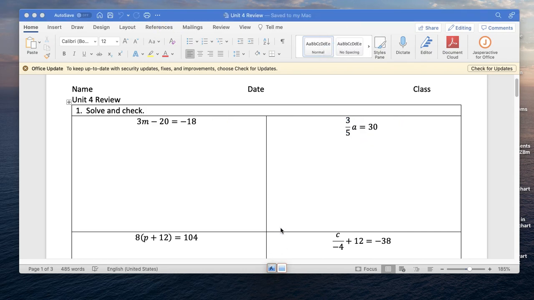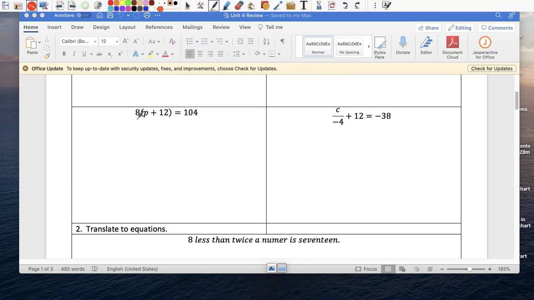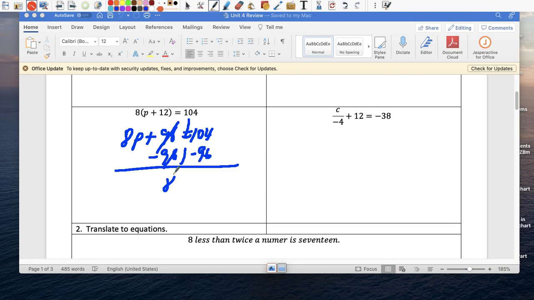Distributive property. We get 8p plus 96 equals 104. Subtract 96 from both sides. That goes away. 96 and 96 is 0, and we're left with just 8p equals 8. Divide both sides by 8, and p equals 1.